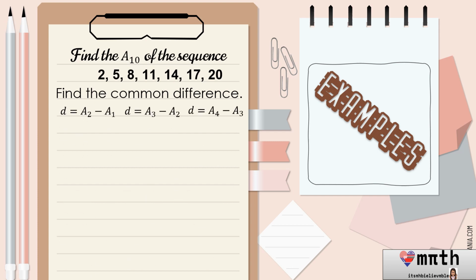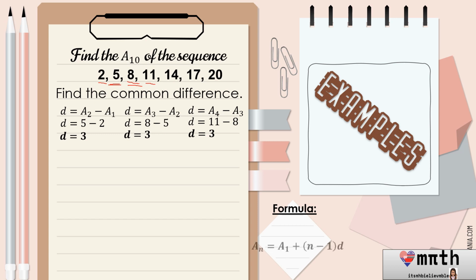So, a sub 2 minus a sub 1, that will be 5 minus 2. Then a sub 3 minus a sub 2, that is 8 minus 5. Then a sub 4 minus a sub 3, that is 11 minus 8, which is all equal to 3. Now, our formula for getting the values of an arithmetic sequence is a sub n is equal to a sub 1 plus n minus 1 multiplied by d.